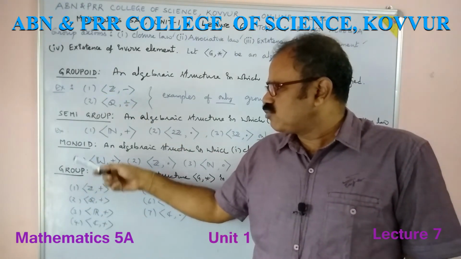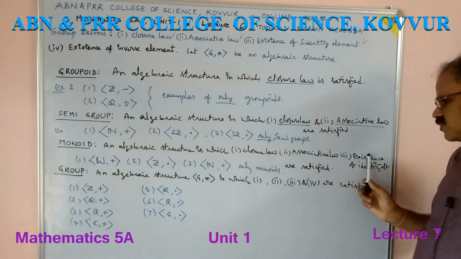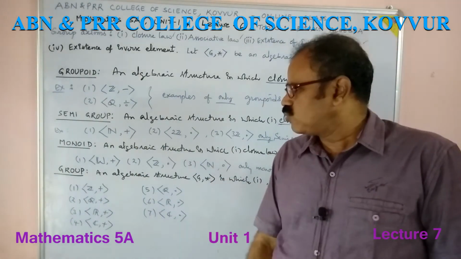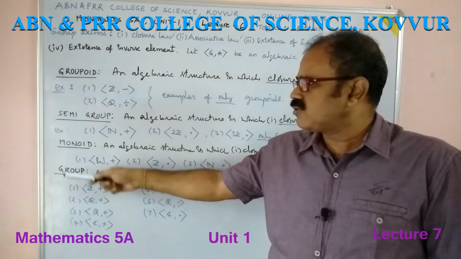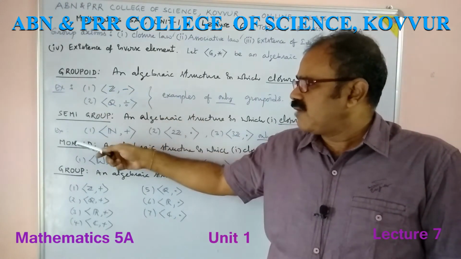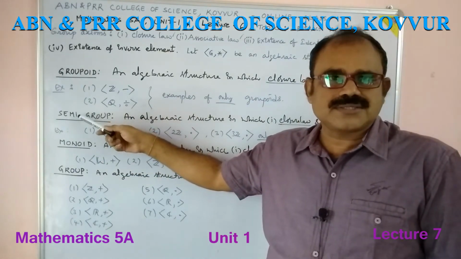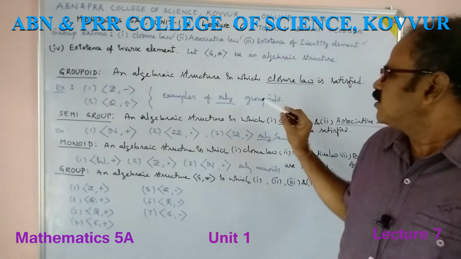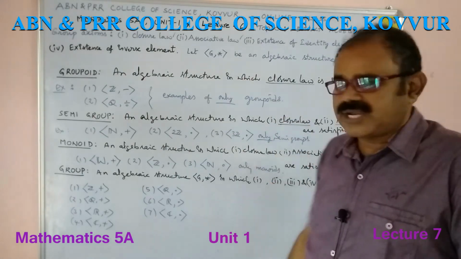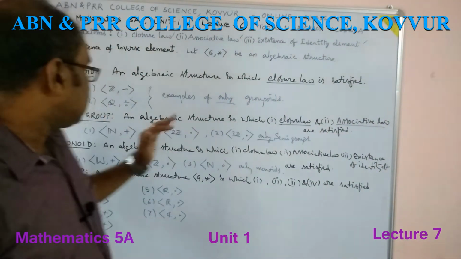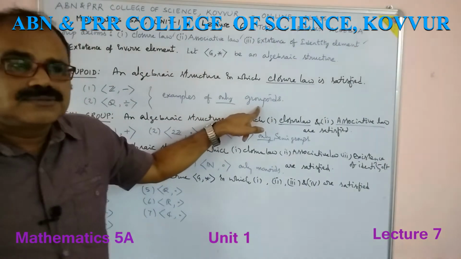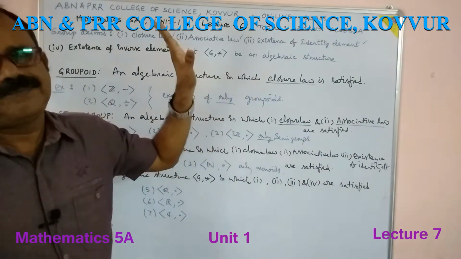Every group is a monoid. Monoid means that it satisfies closure, associative, existence of identity, the first three axioms. That is said to be monoid. So, every group is a monoid, every group is a semi-group, every group is a groupoid. Every semi-group is a groupoid. Every monoid is a semi-group, likewise. So, these two are only groupoids. Every group is a groupoid, but these are examples of a groupoid which is neither a semi-group nor a monoid. These are examples of groupoid only, right.